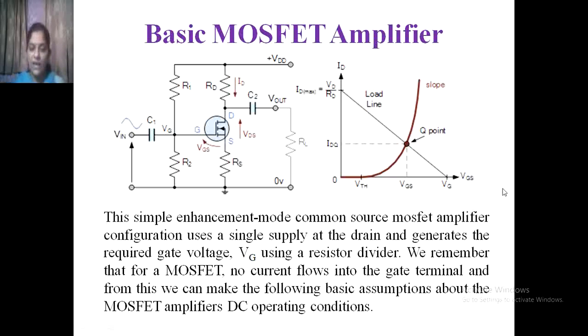So this simple enhancement mode common source MOSFET amplifier configuration uses a single supply at the drain and generates the required gate voltage VG using a resistor divider. We remember that for a MOSFET, no current flows into the gate terminal, and from this we can make the following basic assumptions about the MOSFET amplifier DC operating condition. Using the reference of this circuit, we are going to make some assumptions.